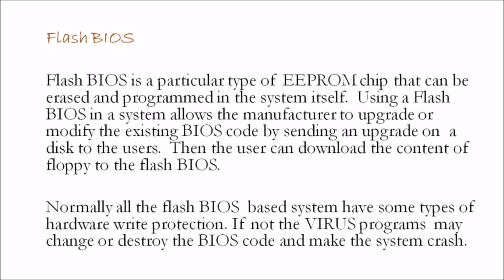Flash BIOS. Flash BIOS is a particular type of EEPROM chip that can be erased and programmed in the system itself. Using a flash BIOS in a system allows the manufacturer to upgrade or modify the existing BIOS code by sending an upgrade on disk to the user. Then the user can download the content of the floppy to the flash BIOS. Normally, all flash BIOS based systems have some type of hardware write protection. If not, virus programs may change or destroy the BIOS code and make the system crash.